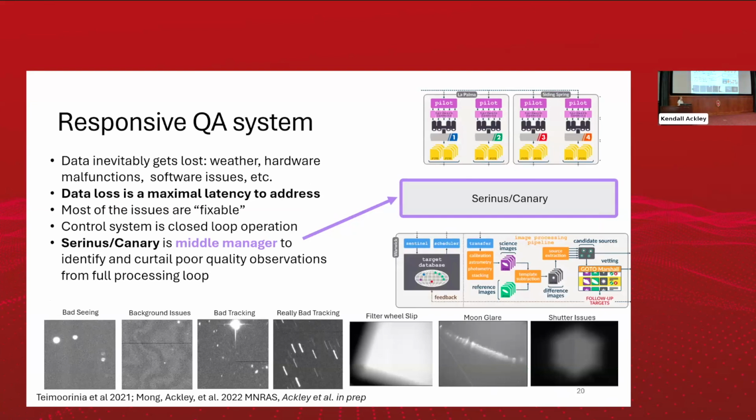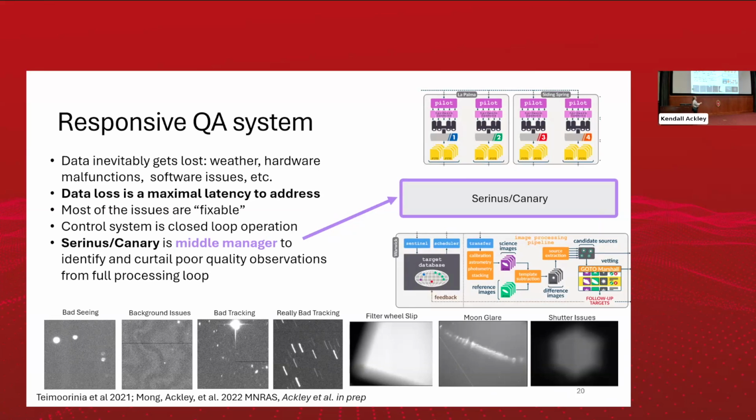So this is the last bit that I have here. This is the responsive QA system. This is trying to address that the maximal data latency that you will achieve is by just true loss of data, so data that is completely unusable. And so it's to try to stop that latency from getting through your system, and to stop data from progressing all the way through to find out that, of course, it's unusable.